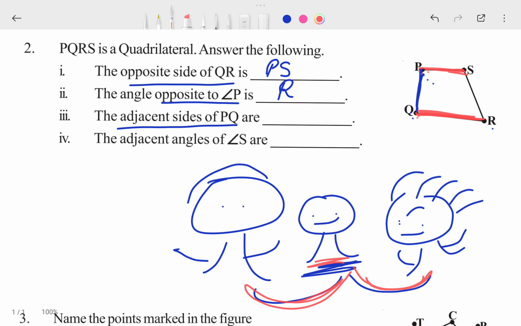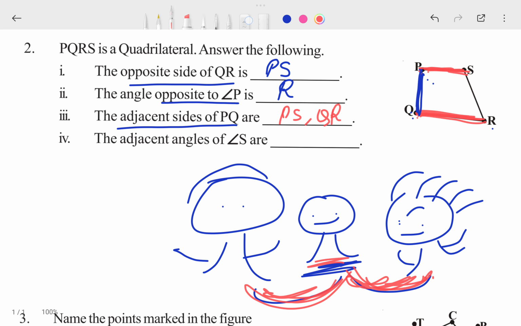Adjacent means the nearest line segment. You are nearest to whom? You are nearest to your sister, and you are also nearest to your father. Like that only. If you see this P and Q, this PQ is nearest to PS also and QR also. So what you have to write? You have to write it is nearest to PS also and QR also.